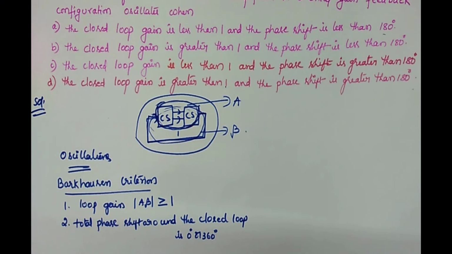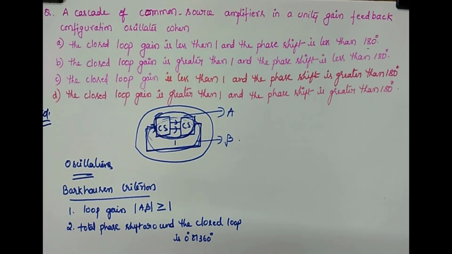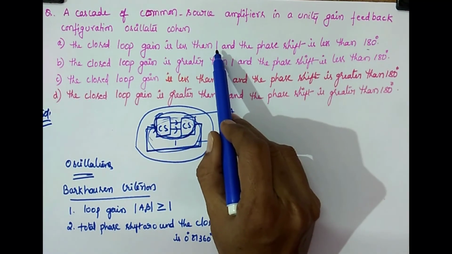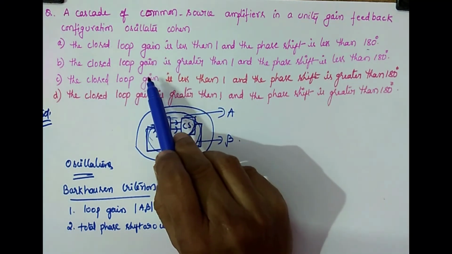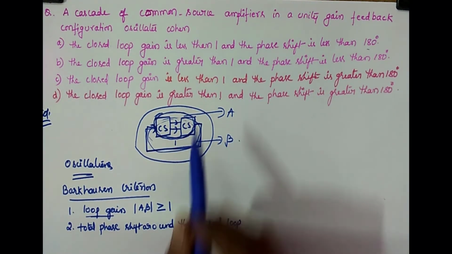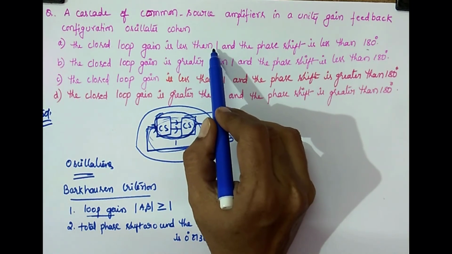So this is the Barkhausen criterion. In the options, if you see, the closed loop gain is less than 1. Here, the closed loop gain is nothing but the loop gain, just remember. So the closed loop gain must be greater than or equal to 1. That is the first point. In the first option it is less than 1, so it is wrong.